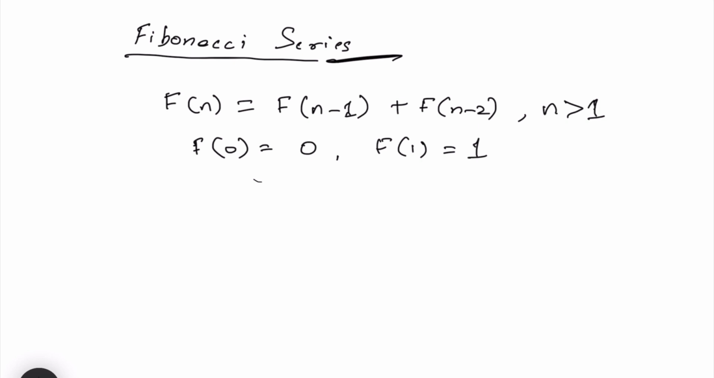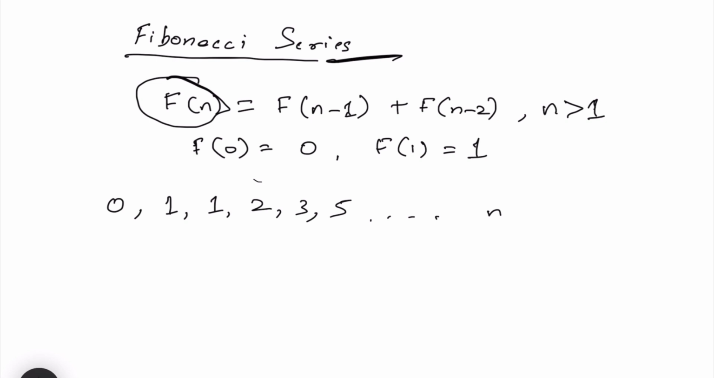The sequence here looks like this. First f of 0 is 0, then 1, then the addition of these two preceding, 1 plus 0, is 1. Again these two, 1 plus 1, is 2. Again 2 plus 1 is 3, again 3 plus 2 is 5, and so on. So this is how the Fibonacci series looks. As we saw in the question, we have to solve it for this f of n.